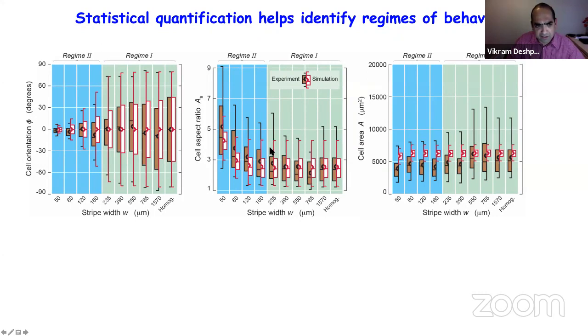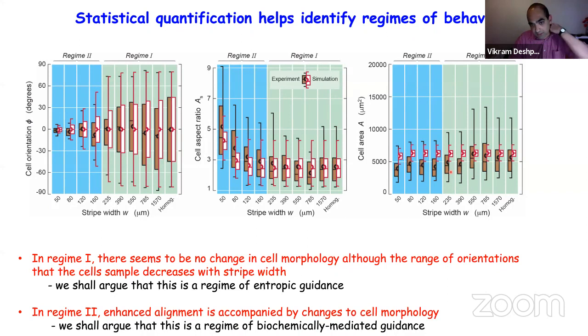We can look at cell aspect ratio. What you can see is that the cell aspect ratio hardly changes until you reach the end of regime 1, and then it starts to rise like that. This is interesting because while the orientation is changing in regime 1, the cell aspect ratio is not changing, but the aspect ratio starts to change in regime 2, where the orientation is also changing. The cell area doesn't really change much at all across regimes 1 and 2. There are some things, of course, which don't agree between experiments and simulations, but on the whole you get reasonable agreement.